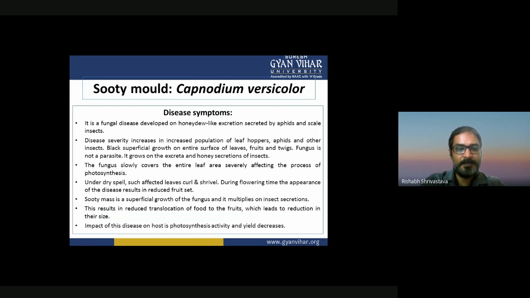The sooty mass is a superficial growth of the fungus, and it multiplies on insect secretion. This results in reduced translocation of food to the fruit, which leads to reduction in their size. The impact of this disease is on the host's photosynthetic activity, and therefore the yield decreases.